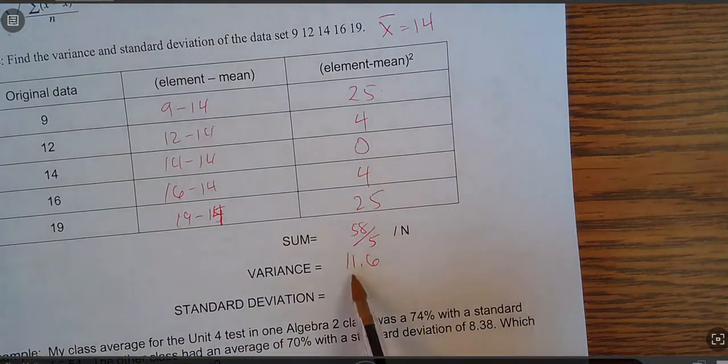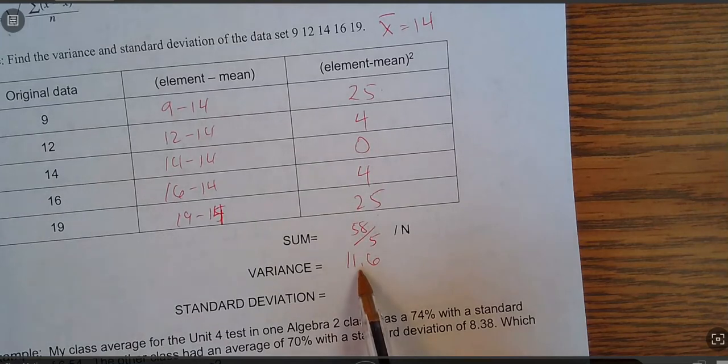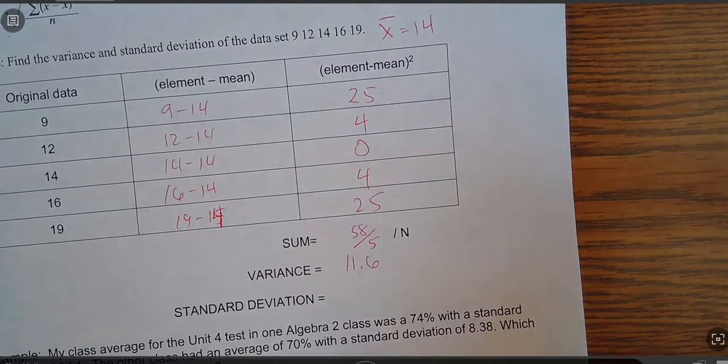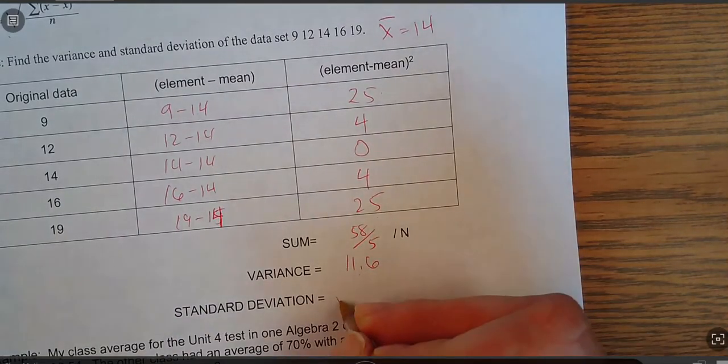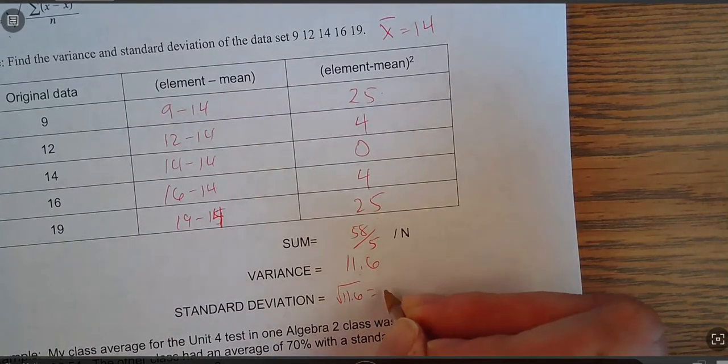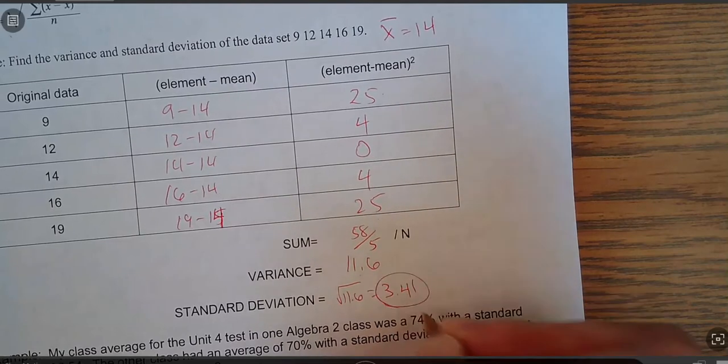So basically this is, on average, the distance from each data point to the mean squared is 11.6. So that's squared, that's variance. Now I want to square root that, so I'm going to square root 11.6. I get 3.41.